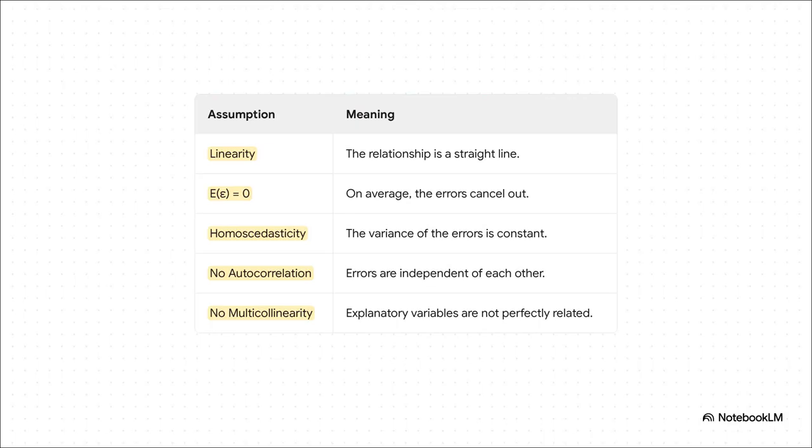Now, for OLS to give us what we call the best linear unbiased estimator, you'll see that as BLUE all the time, our perfect little lab has to follow some very strict rules. These are the classical assumptions. We're assuming the relationship is a straight line, that those errors are pretty much random and they cancel each other out on average, and that the errors have a constant variance. But what happens when we leave the lab and step into the real world?